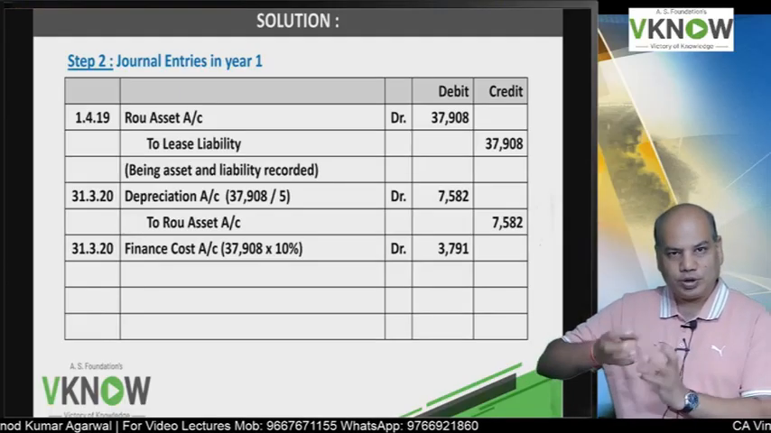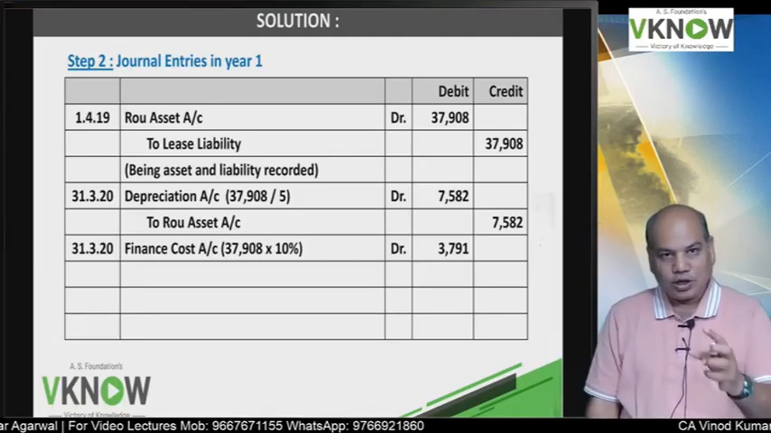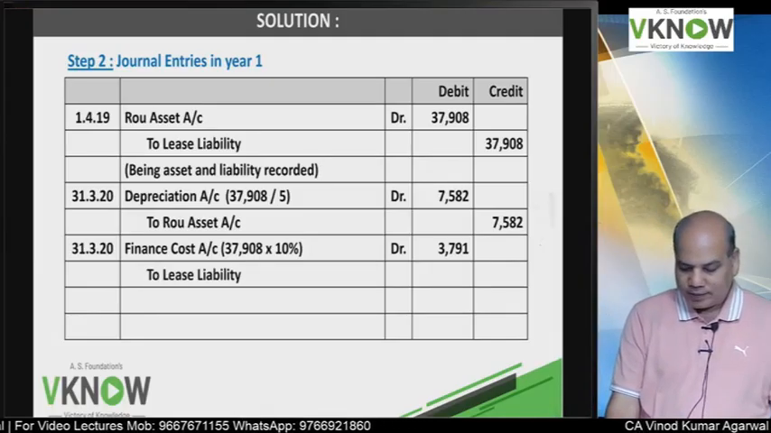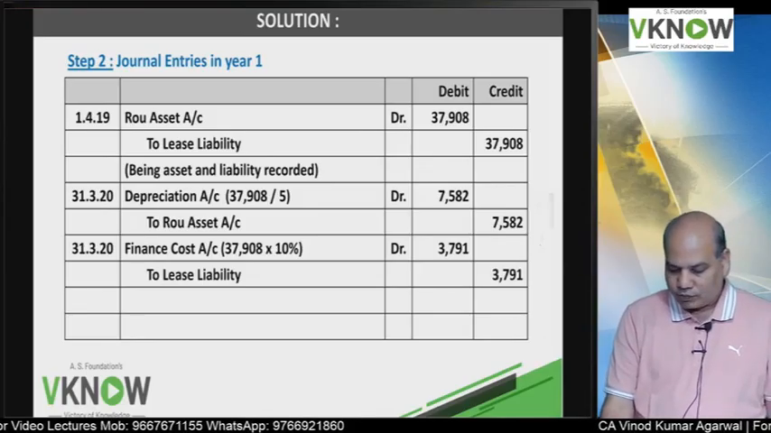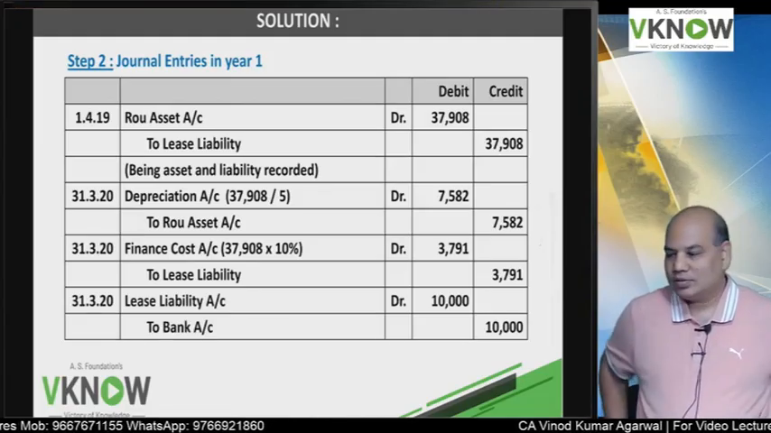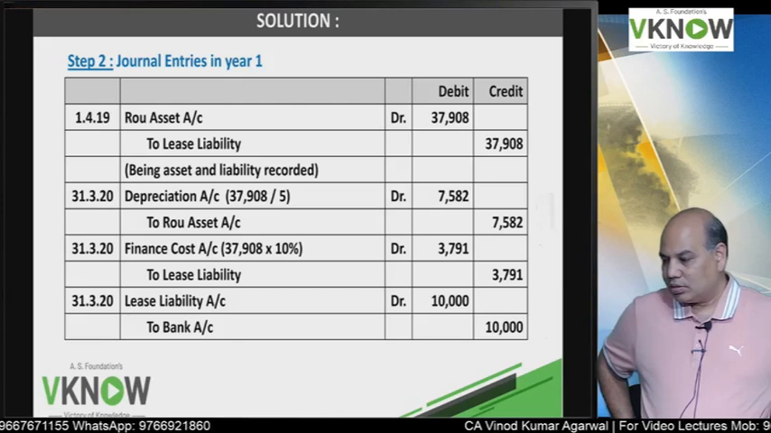It has got two components, finance cost and reduction in lease liability. So can you tell me how much would be the reduction in the lease liability? Or first we can accrue and then we can make the payment. Both are okay. Suppose you want to combine the last two entries.